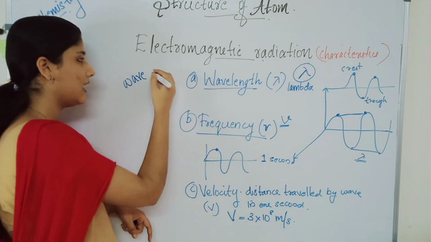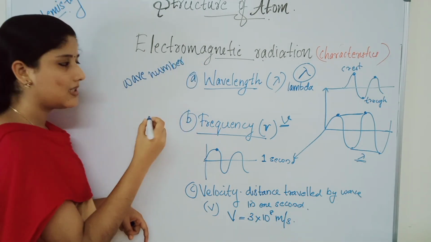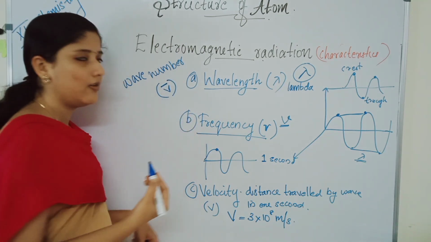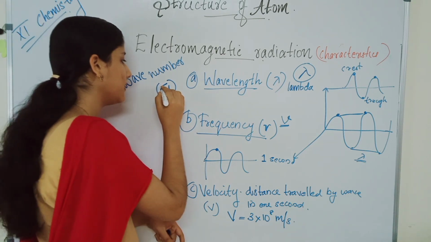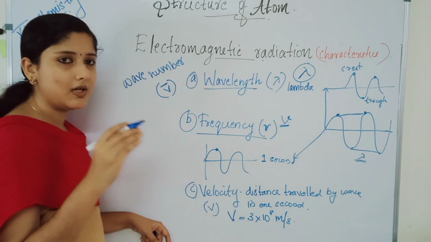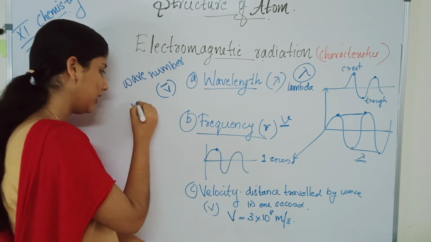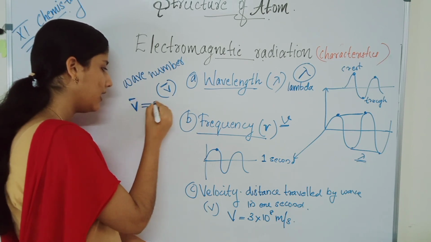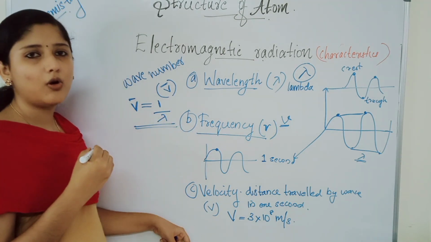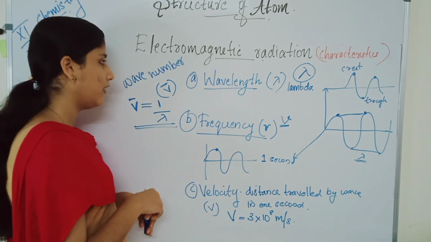Wavelength we have studied. Next one is wave number, children. Wave number is represented by ν bar, or nu bar. Wave number is the reciprocal of wavelength. Wave number ν bar is equal to 1 by λ, or it can be defined as the reciprocal of wavelength.